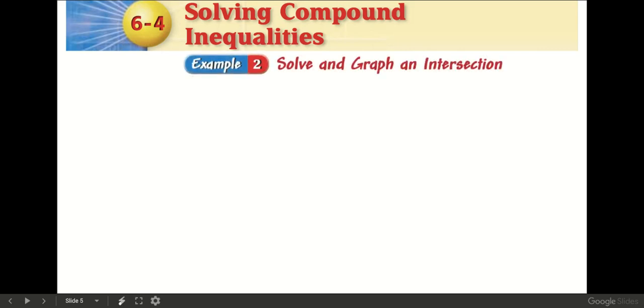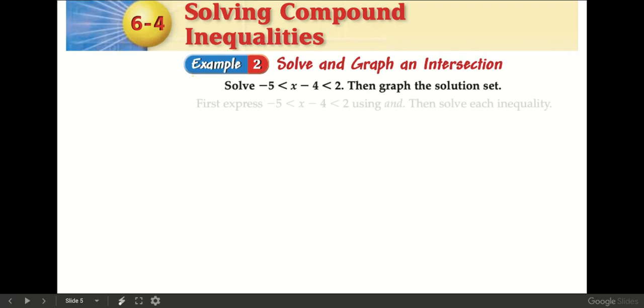So now let's solve and graph an intersection problem. It says solve -5 is less than x minus 4, which is less than 2, and then graph the solution set. If you notice, I have two inequalities here, so I can actually do this by just writing two inequality problems.